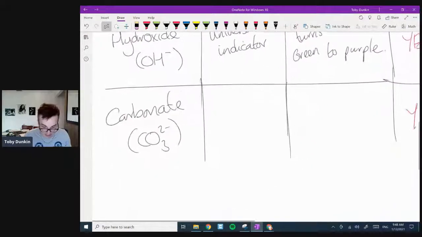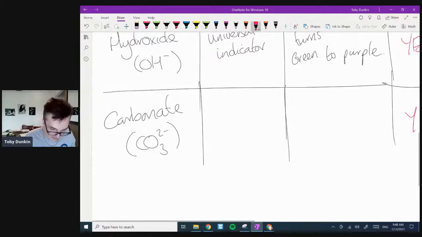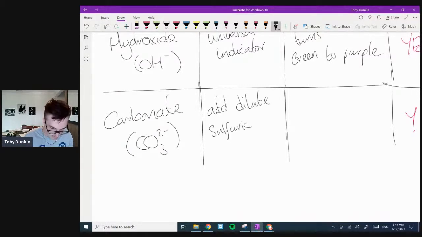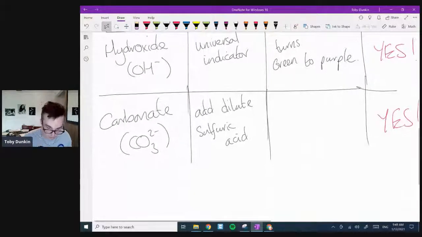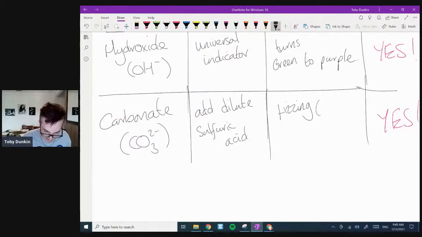So the test for a carbonate is to add dilute sulfuric acid. Dilute sulfuric acid, and you will see fizzing. Now, there is a continued test on this. Fizzing, brackets, if you're really fancy.